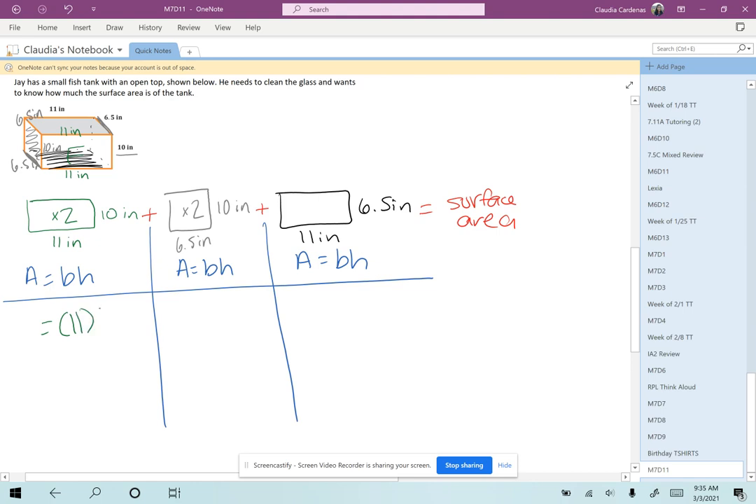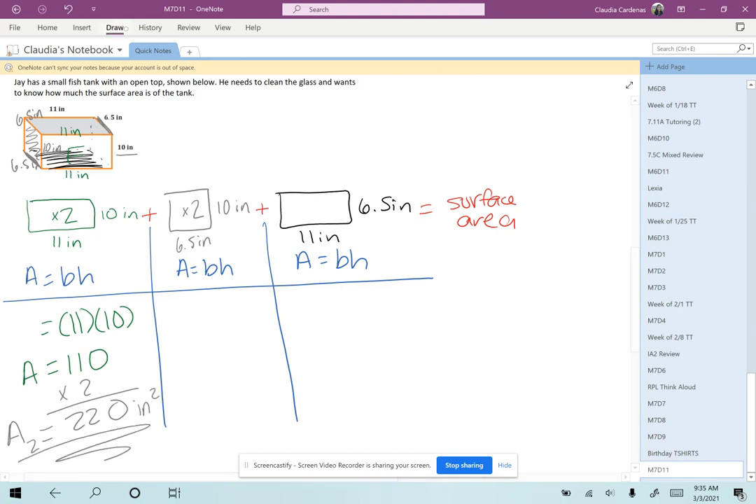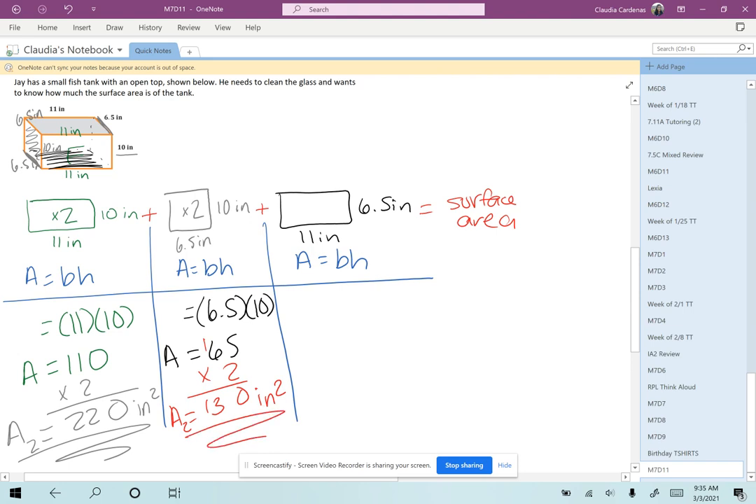So I see that this is 11 by 10, which when I multiply would be 110. So the area of one side is 110 squared inches, but because there are two of them, I have to double it. So the area of these two sides are going to be 220 squared inches, and I'll just underline that for the next part. And now the second piece is 6.5 by 10. So when I multiply that, that is 65 for one side. But again, we have two, so we have to double it. So the area of these two is 130 squared inches.